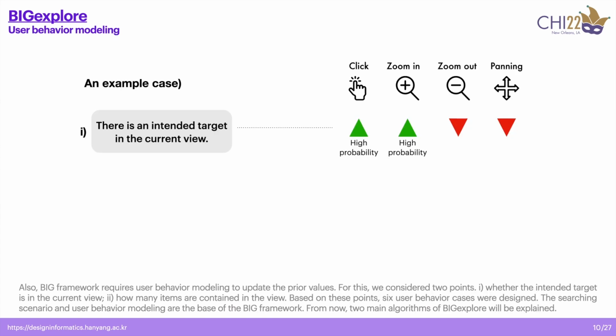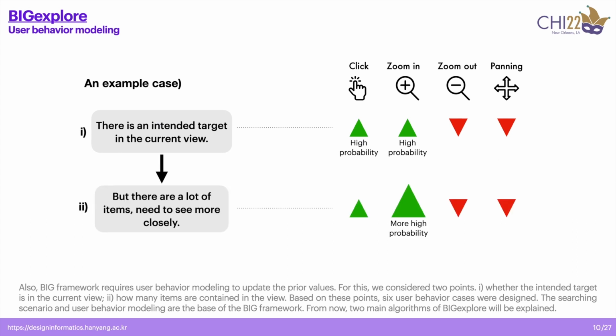Also, the BIG framework requires user behavior modeling to update the prior values. For this, we consider two points: whether the intended target is in the current view, and how many items are contained in the view. Based on these points, six user behavior cases were designed. The searching scenario and the user behavior modeling are the base of the BIG framework. From now, two main algorithms of BIGexplore will be explained.